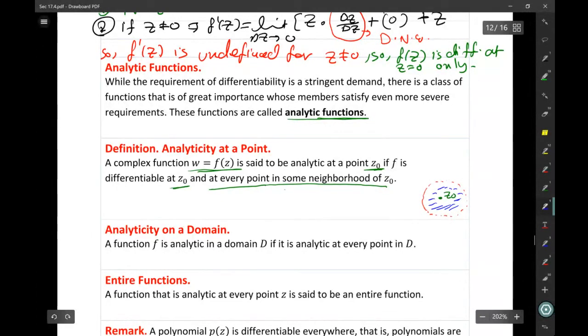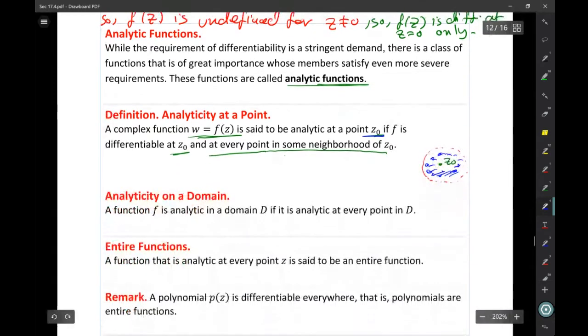When we say at every point in the same neighborhood of z naught, I mean any number inside this neighborhood; the function should be differentiable there. So that means the function f is called an analytic function, of course analytic at the point z naught, because this is the center of my neighborhood.